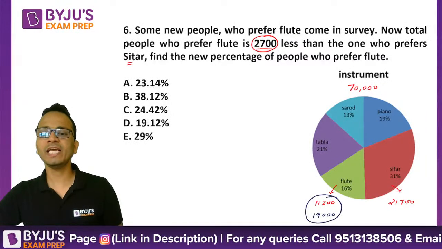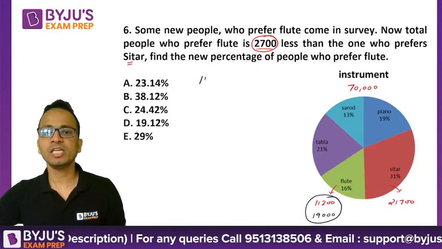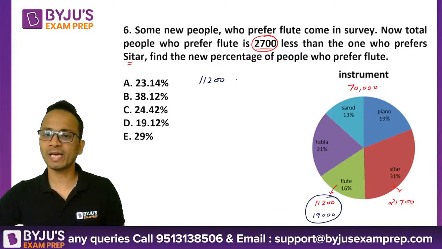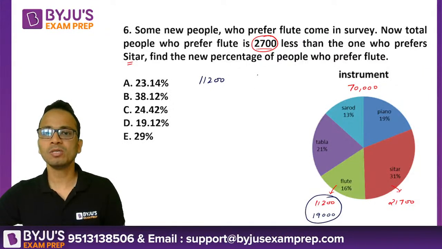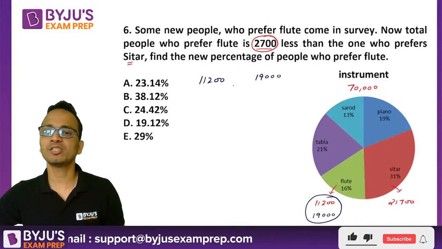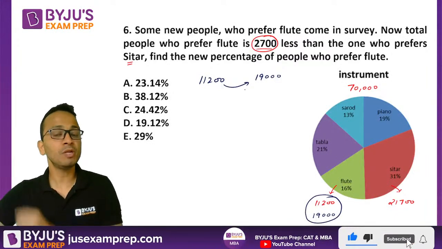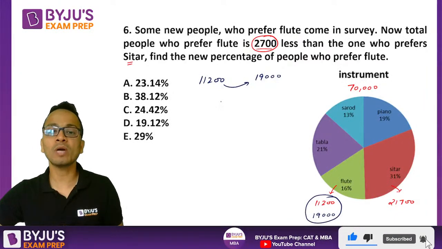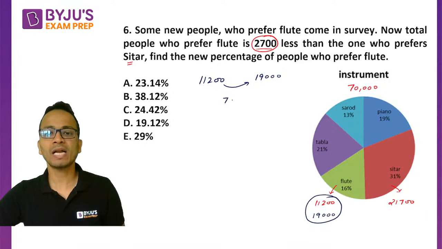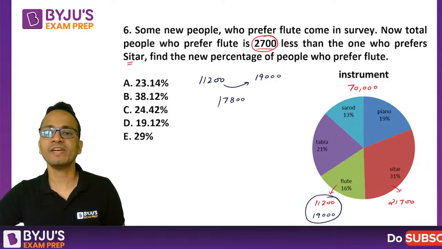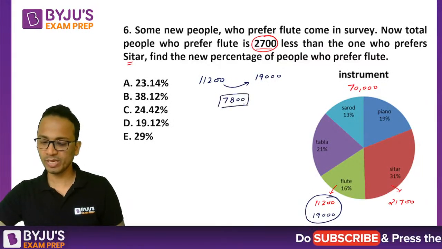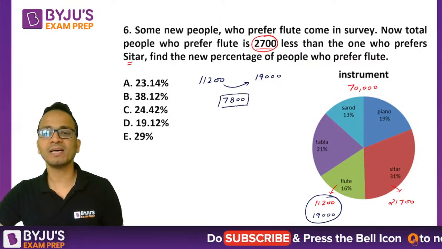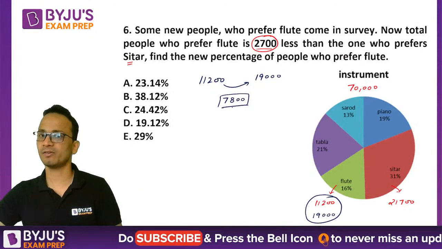So originally 11,200 used to like flute. Now 19,000 like flute. So what is the number of people who are being added? How many people are added? So the number of people who are added in this survey is 7,800. Okay, 7,800 is the number of people who are added in this survey.